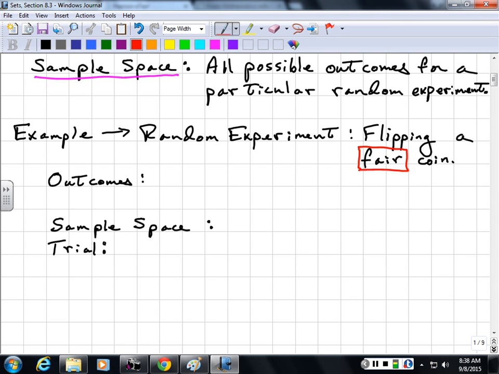Fair. That means that both possibilities in this case are equally likely, or I should say the results are equally likely. So all results are equally likely. So consider the lowly nickel. Is that a fair coin? You got equally likely chances of getting heads or tails, right? What about a quarter?